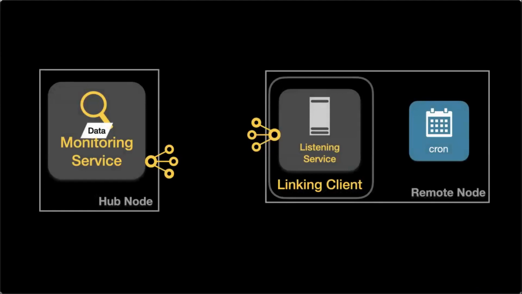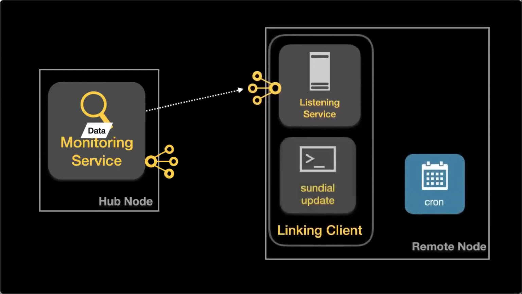Following the addition in the UI, the monitoring service sends a request to the listening service. The listening service is one of the components within the linking client that Mary mentioned earlier. It's a lightweight HTTP server that, as you could probably guess by the name, listens for incoming requests. When the listening service receives a specific request from the monitoring service, it triggers the linking client's update script.